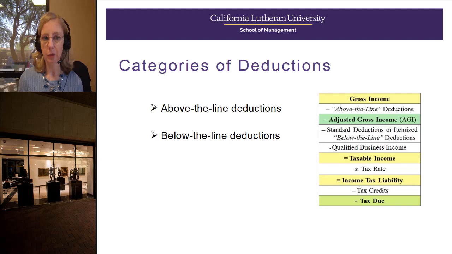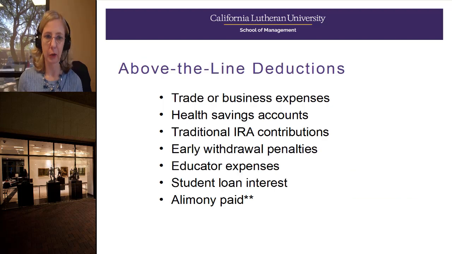As we learned in a previous week, there are two general categories of deductions, above-the-line deductions and below-the-line deductions. In this lecture, we're going to focus on some of those above-the-line deductions in more detail. Now, here's a refresher. We've already covered in a previous week the major types of above-the-line deductions, but just as a reminder, those include trade or business expenses, health savings account deductions, traditional IRA contributions, early withdrawal penalties, educator expenses, student loan interest, and certain alimony paid.